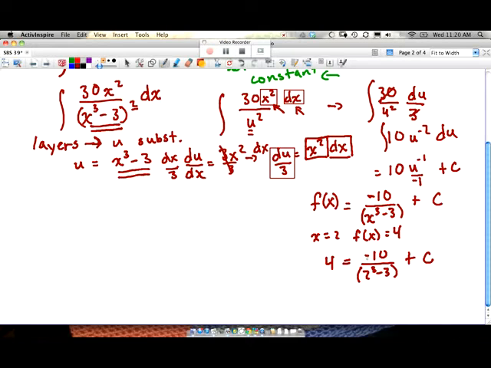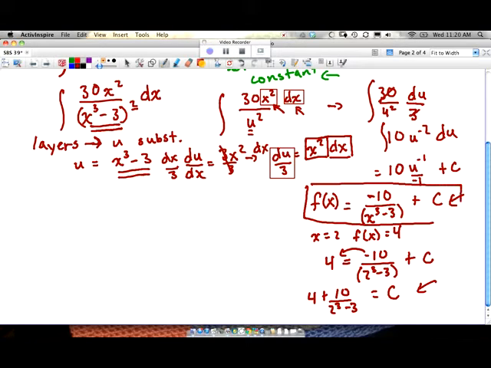Okay. Now I'm going to show you guys something. Because this is a free response question, you don't actually have to simplify. You could just say 4, and then if we move this other piece over to the left side, plus 10 over 2 cubed minus 3 equals c. Well, now I've labeled c here, and I've labeled c here. So I'm done. Excellent. I've said I found f of x.